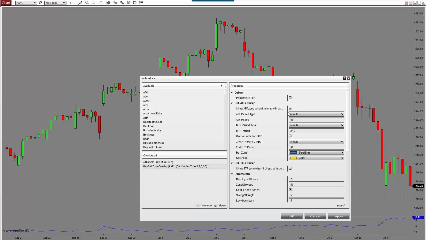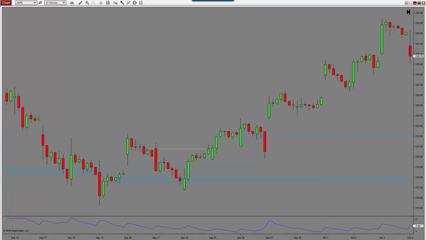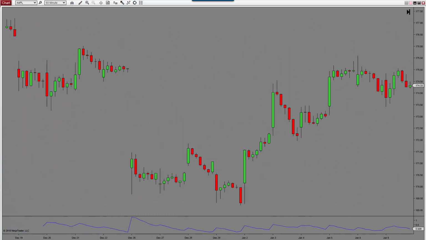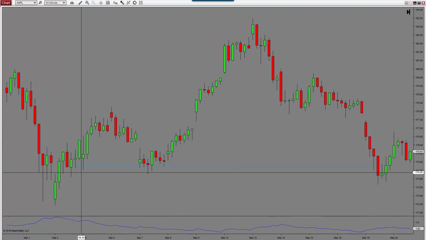What these are doing is saying show me anything that has structure that lines up with the structure on the 240-minute chart based on volume and price action on a 60-minute chart. Okay, so let's hit apply, and let's go take a look. Let's go back to January. Again, this is Apple.